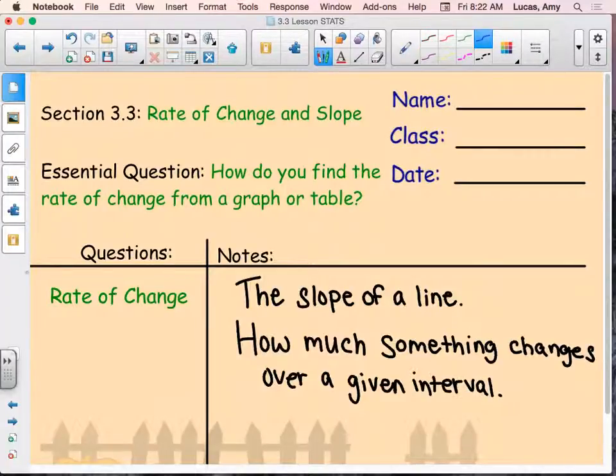Along with slope, remember we said that it was rise over run. The rise is how much y changes, and the run is how much x changes. That triangle means change. So we're going to be looking at graphs and at tables, and we are going to find the rate of change and then interpret what that means about a situation.